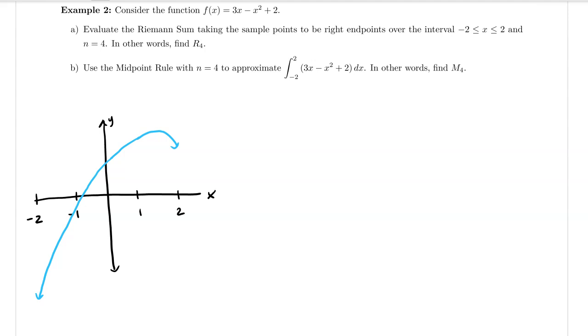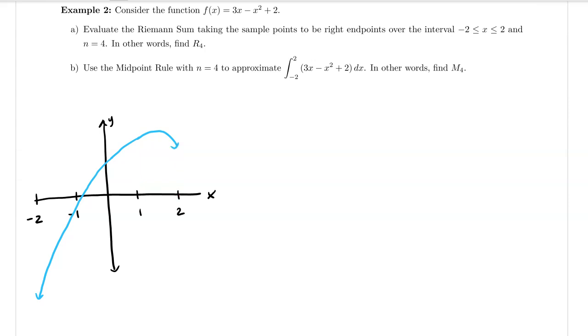All right, so part B says use the midpoint rule with n equals 4 to approximate the definite integral from -2 to 2 of the same function. In other words, we're finding m sub 4. So how does m sub 4 differ from r sub 4? Well, if I want to draw my rectangle, the way that I would have drawn it for r sub 4 on the very right-hand side would have been looking something like that.